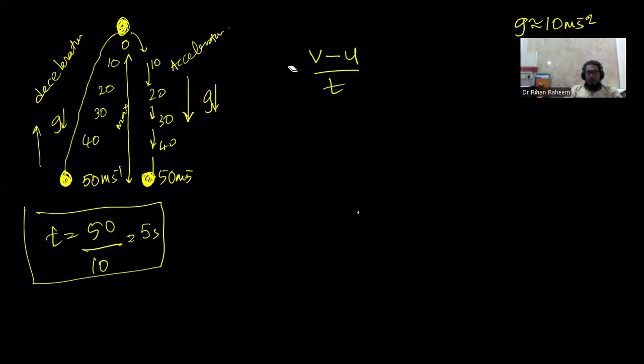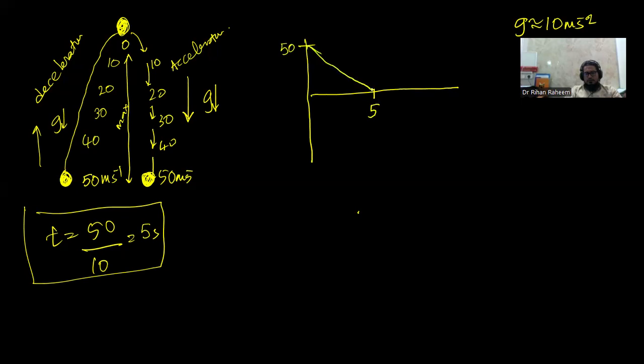Now I will draw the velocity time graph and speed time graph. First, the velocity time graph. It started with 50 m s^-1, and by the end of 5 seconds, it has reached 0 velocity. When drawing the graphs, make sure you mark the axes. V (m s^-1) is the unit; you have to put it in brackets. T (s) in brackets.